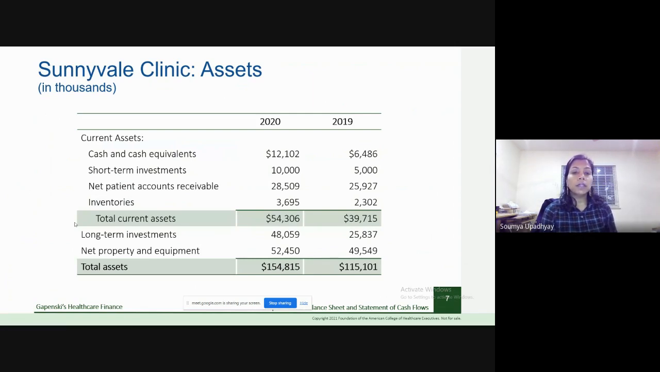But if there is property such as a building or a land that the hospital has acquired, it cannot be called a current asset because it may take more time for it to get liquidated as compared to hard cash. So the total current assets are listed here.